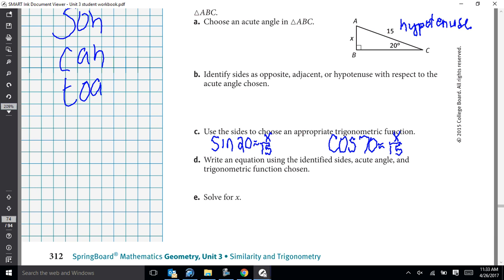So we have our equation, and now we want to solve for X. How do we get 15 out of the denominator for either equation? Multiply by it. But whatever you do to the right side, you have to do to the left side. So you're going to take 15 times sine of 20 if you chose that angle, or 15 times cosine of 70 if you chose that one.